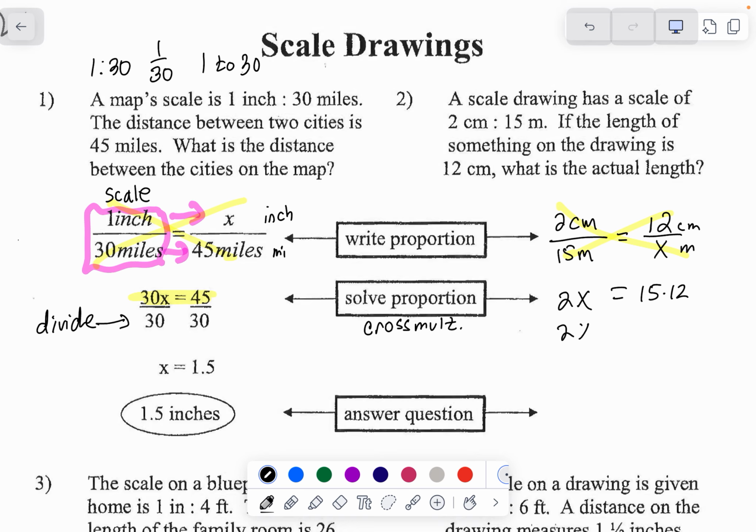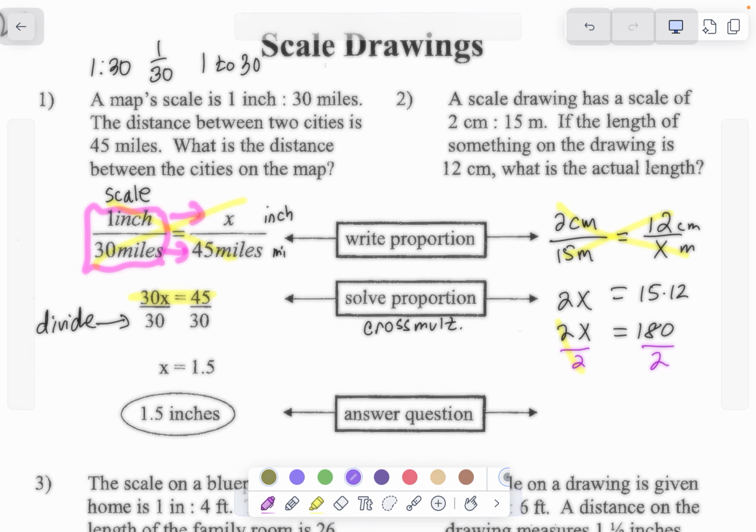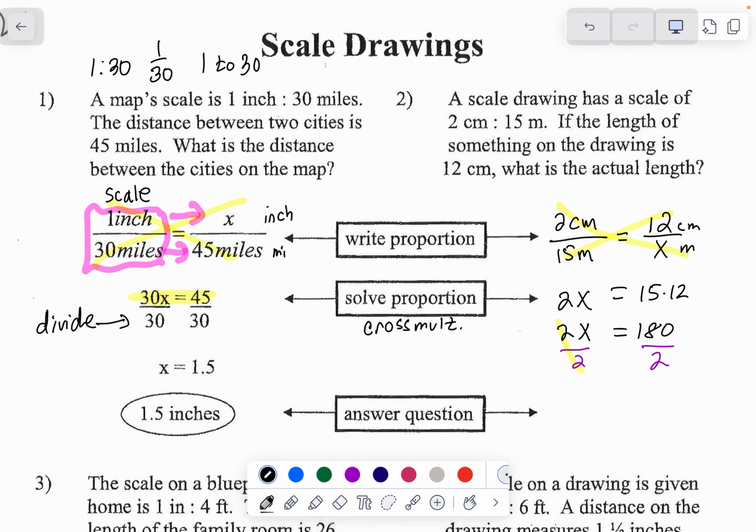So 2x equals 180. Now in an algebra class, if a 2 and an x are touching each other, that means they're going to multiply. So we have to undo that multiplication. The opposite of multiplication is divide. So that's what they did over here when they divided off the 30. Here we got to divide off the 2. So let's divide both sides by 2. If we divide both sides by 2, the great thing here is those are going to cancel. 180 divided by 2 is 90. So our answer is 90.